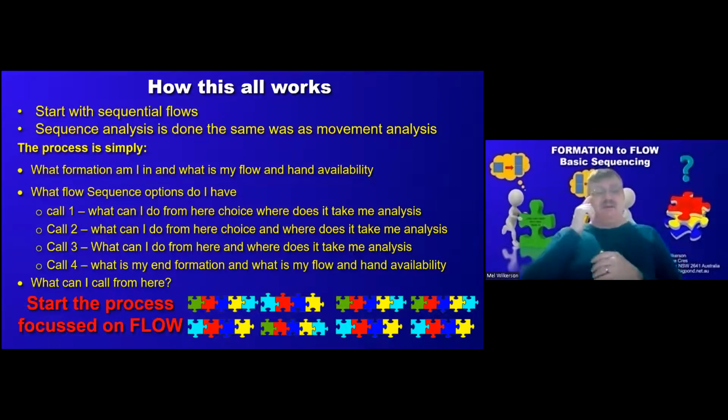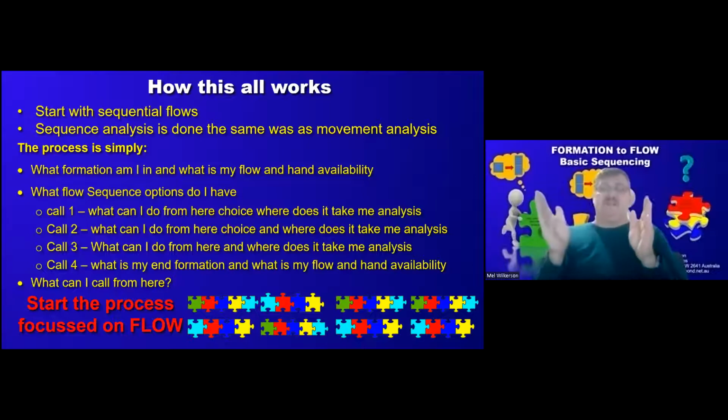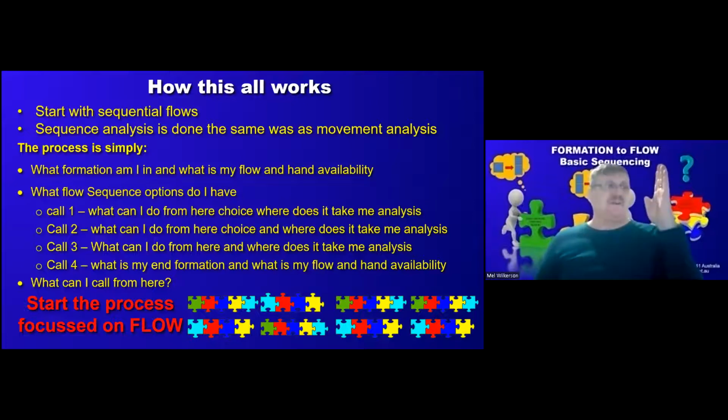So basically, we've done our call analysis on individual movements. What we do is we take those individual movements, we put a sequence together, and we do a call analysis on the sequence, treating the sequence as a movement. So if it starts in a box and ends with a line, you may have 3 movements or 4 movements or 2 movements or 7 movements, whatever you have in that sequence that works, and you treat it as one sequence flow.